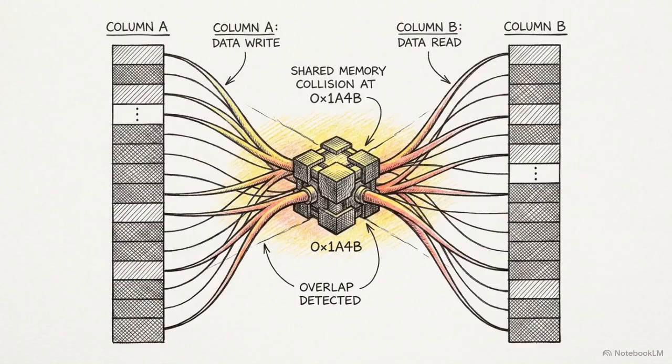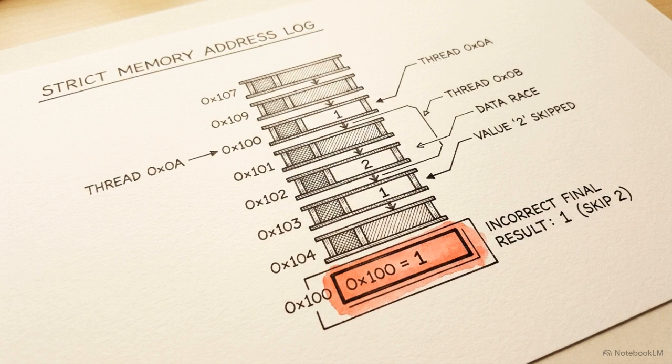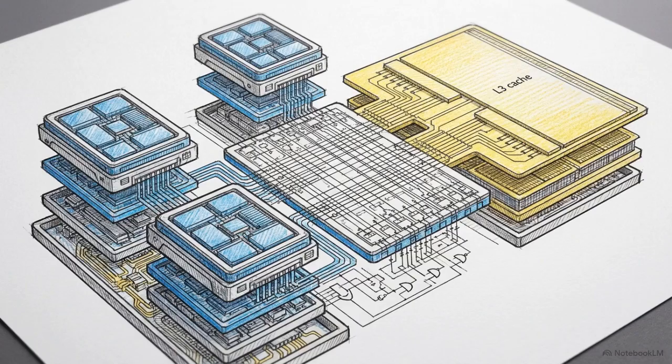When multiple threads execute these steps simultaneously, their timing can overlap. 2 threads might read the same initial value, increment it, and write back the same result, effectively deleting one of the updates. This overlap creates a data race, where the final state of the variable depends on the unpredictable sequence of thread execution. Because these mutations are fragmented at the CPU level, basic arithmetic cannot be considered thread-safe without external synchronization.